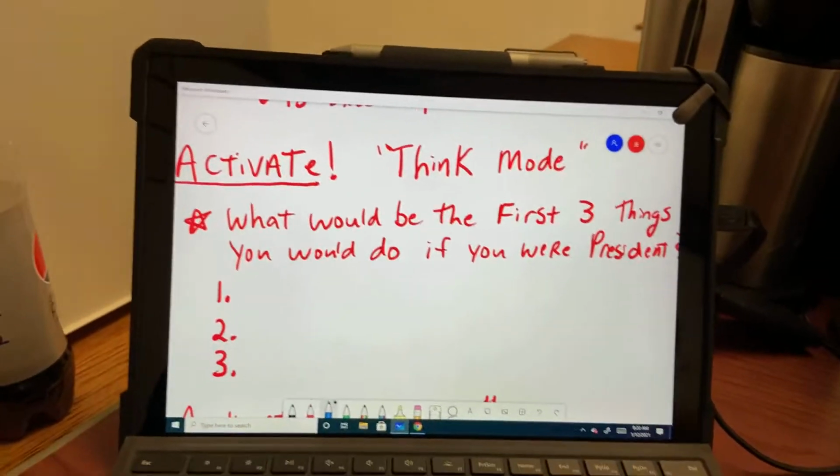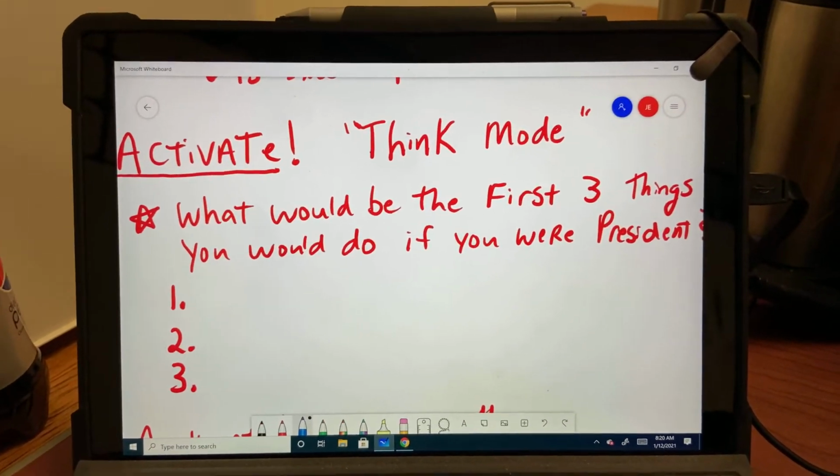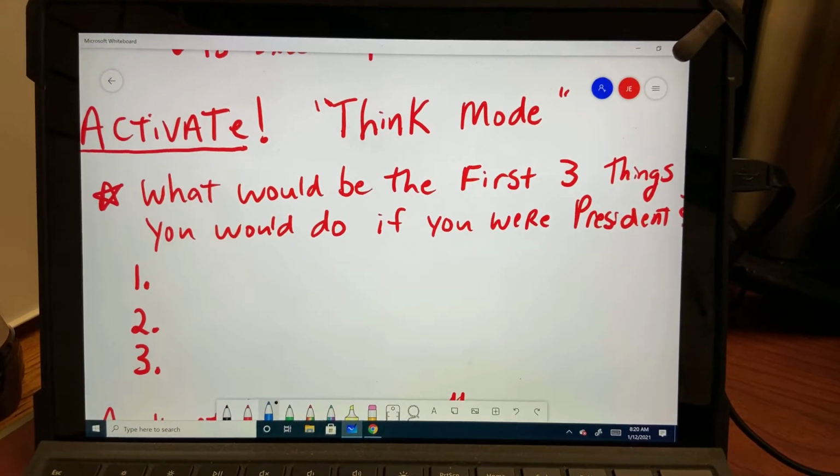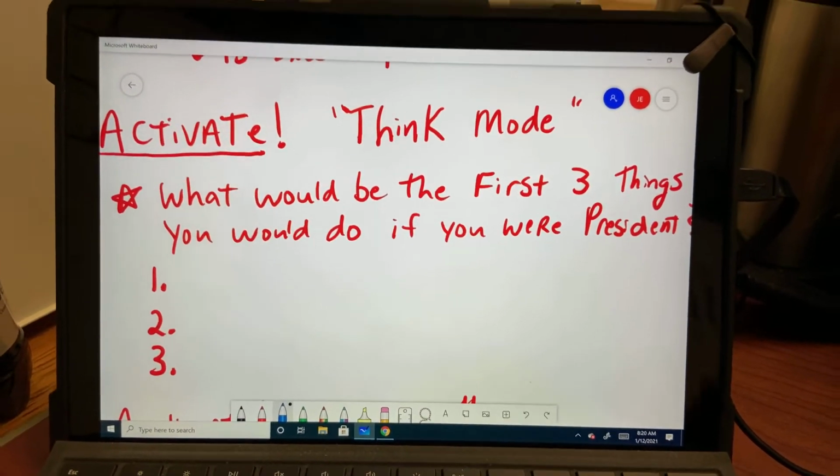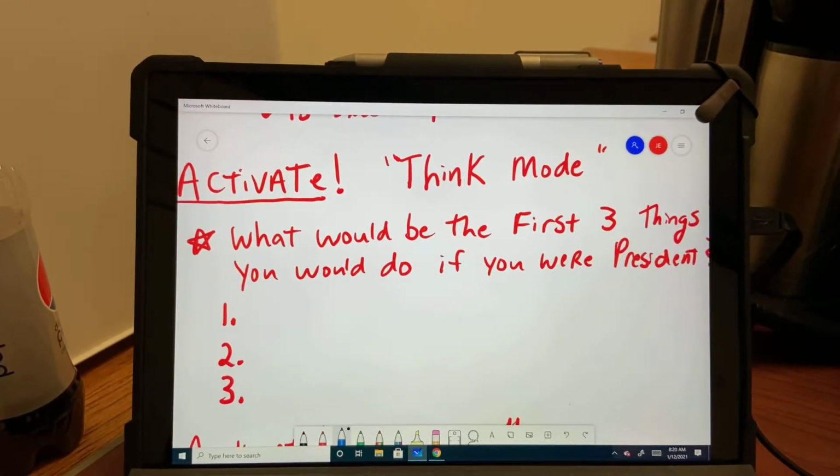Now, if we were in class, I'd like to activate your brain and go into think mode a little bit. What would be the first 3 things you would do if you were president? If we were in class, I could have you write them down. We'd talk about them. I think I would try to lower gas prices, but that's just me. What would be the first 3 things you would do if you were president and you stepped into that Oval Office on that first day and sat down at the presidential desk? I don't know what those would be. I would like to talk to you about that when we get back in school on January the 19th, hopefully. So we may pose that question to you then.